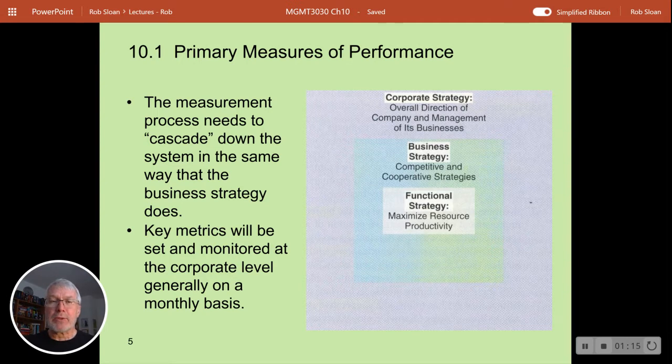One needs to be able to develop a strategy that can be cascaded through the entire corporation. So for large corporations, the overall direction of the company is set by corporate management. Each of the different business units, they can be strategic business units or they can be other types of organizations, they also will have a strategy, but it has to tie back into the corporate strategy. And functional strategies, the different departments, also then have to tie back in ultimately to the corporate strategy.